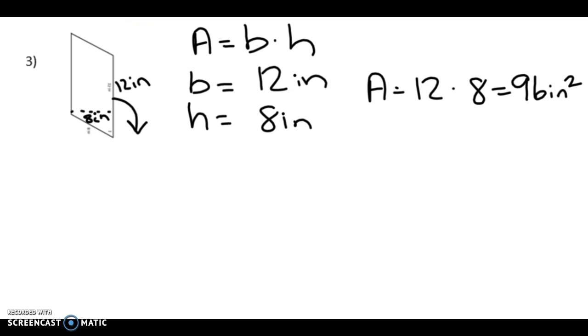Alright, on your page, there are 2 more individual practice problems. You will solve those. Make sure that you show your work in the workspace that it says.